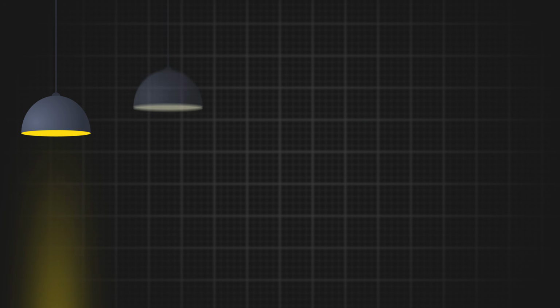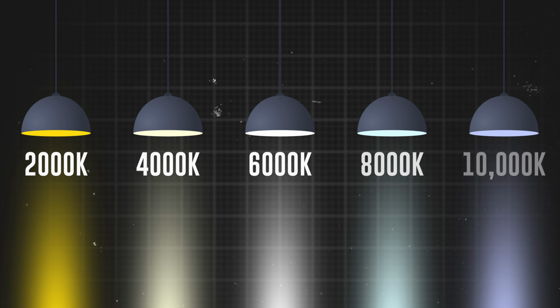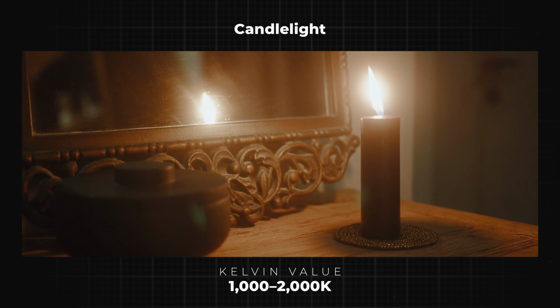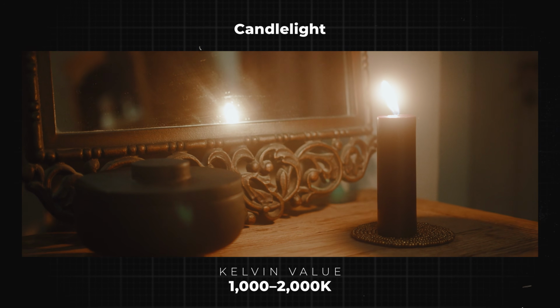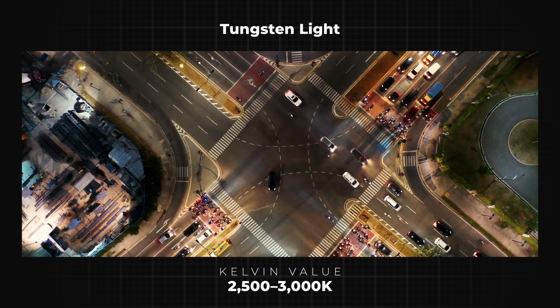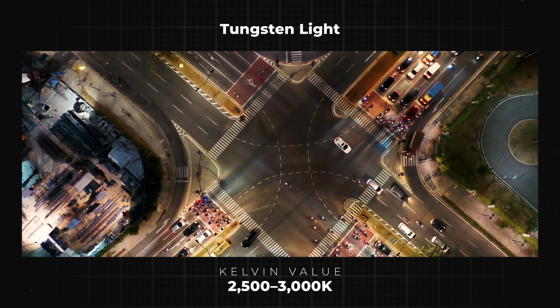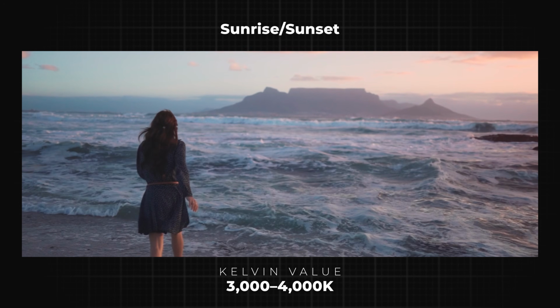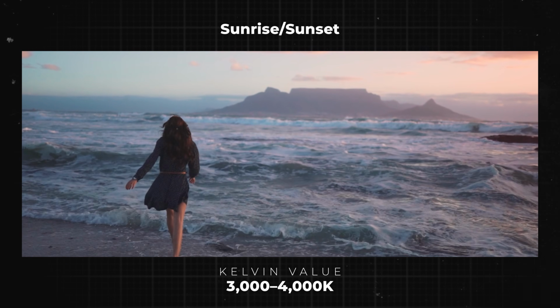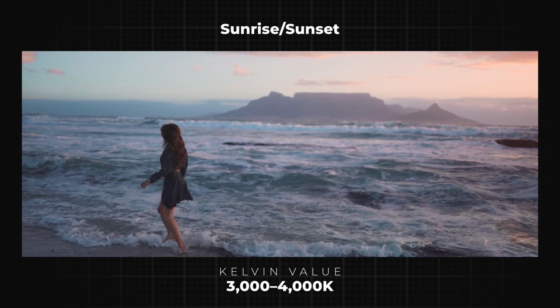Now, the lower the Kelvin value, the warmer, more yellow or red the light is, whereas the higher the Kelvin value, the cooler, more blue the light is. And I'll give you a few examples. Candlelight, for example, is between 1 to 2000 Kelvin, very warm with lots of orange and red, whereas tungsten light is more 2.5 to 3000 Kelvin, very warm with very yellowy orange light. Next, we have sunrise and sunset, aka golden hour. That's usually between 3 to 4000 Kelvin.